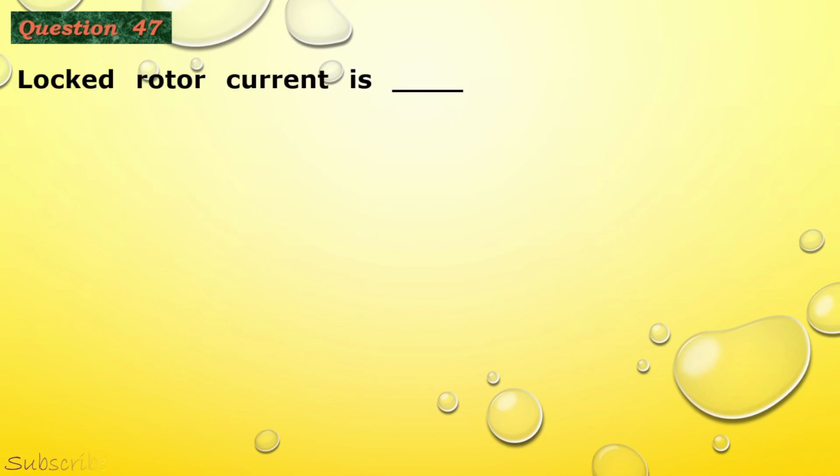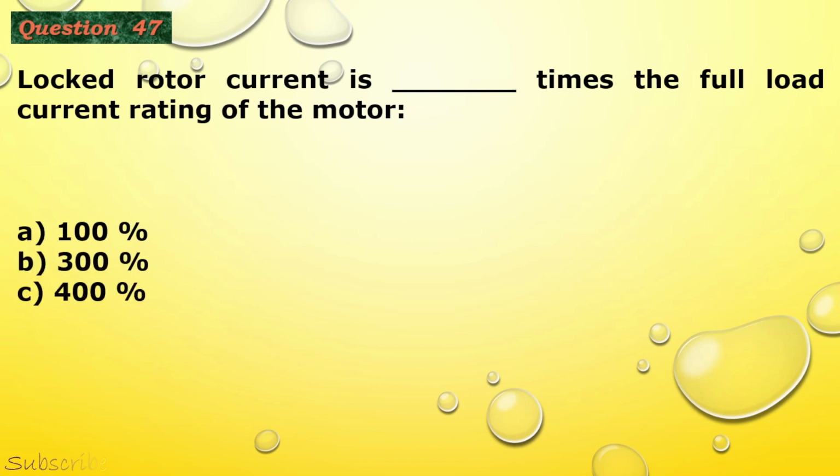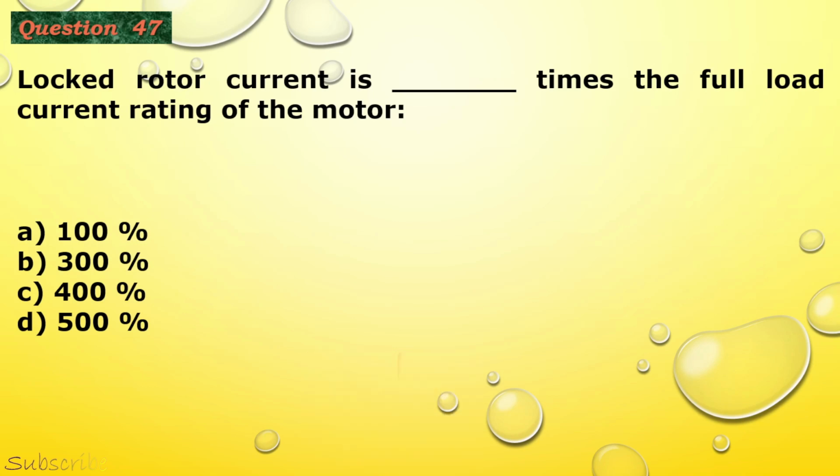Question number 47. Locked rotor current is blank times the full load current rating of the motor. A. 100%. B. 300%. C. 400%. D. 500%. The correct answer is letter B, 300%.